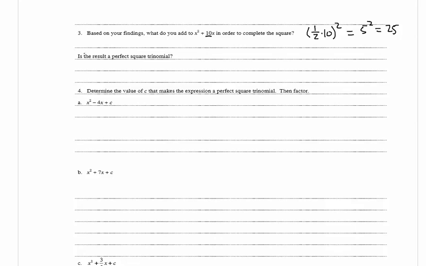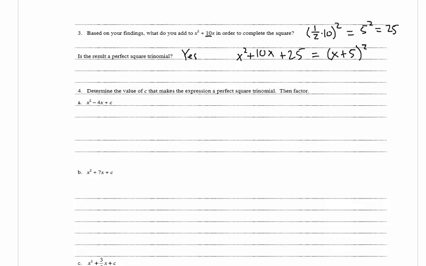And then it asks, is the result a perfect square trinomial? And the answer is yes. If we write x squared plus 10x plus 25, that is equal to x plus 5 squared.